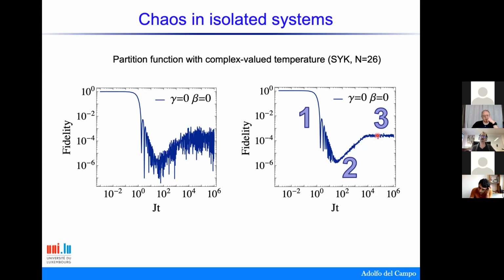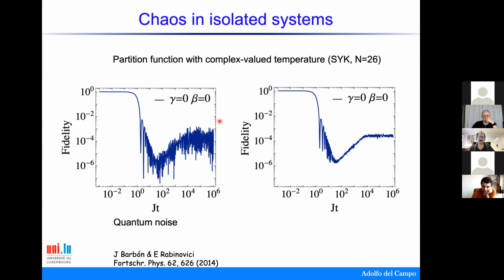By the way, these quick oscillations have different names in the literature. Sometimes they are called quantum noise, although this is unrelated to the quantum noise I mentioned before. It's just coherences that oscillate quickly as a function of time.